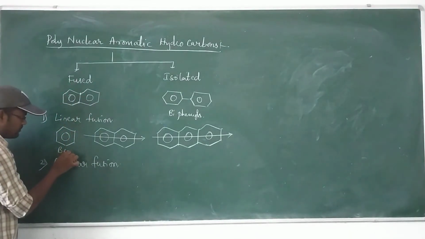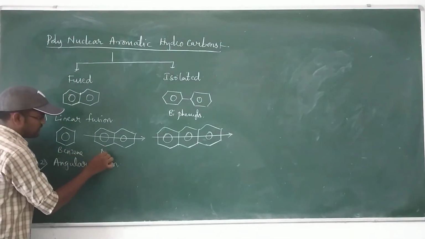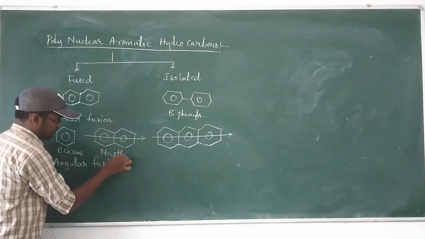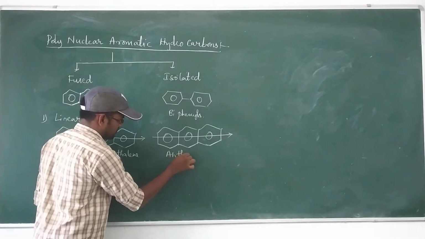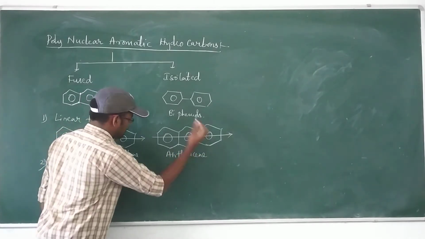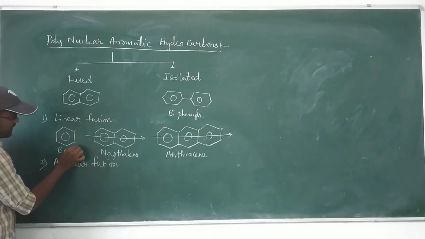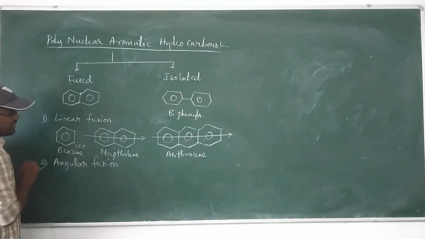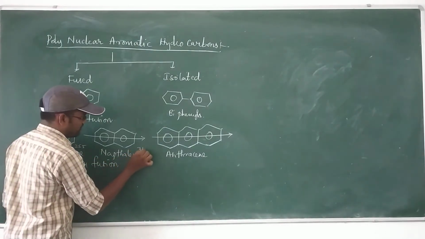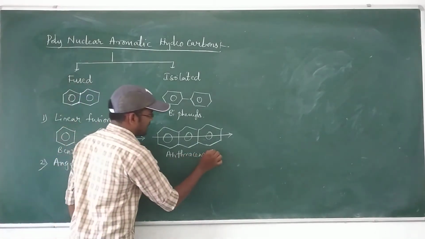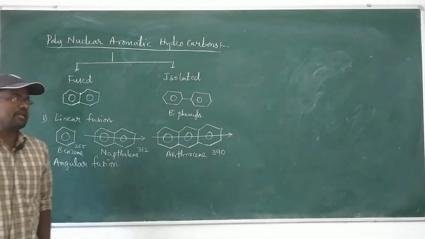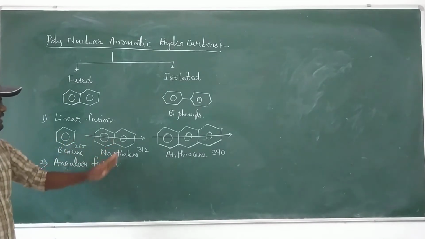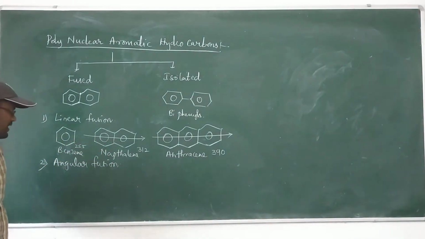Benzene, naphthalene, and anthracene. Benzene showed 255 nanometers, we already know this lambda max value. Naphthalene showed 312 nanometers, and anthracene showed 390 nanometers lambda max value. So this is linear fusion polynuclear aromatic hydrocarbons.